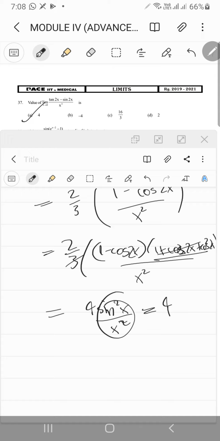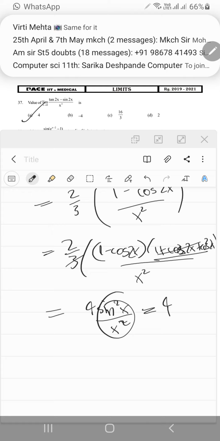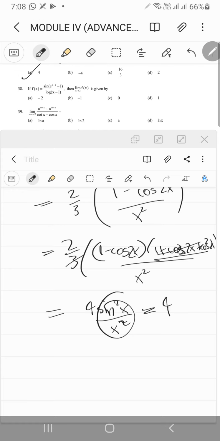So 4 should be the value of this limit. Positive 4, because if we take x to be 0 minus, we get a positive answer, and if we take 0 plus, we still get a positive answer, so positive 4. Next question.